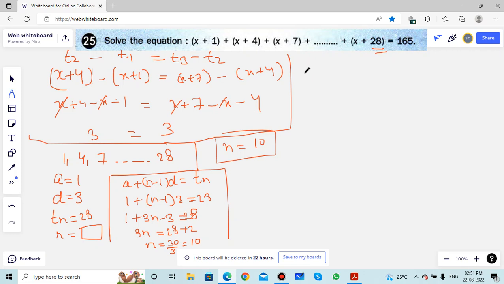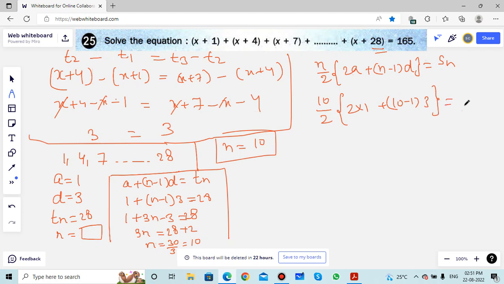So the sum up to the 10th term is S10, right? What is the formula for that? We write n upon 2 times 2a plus n minus 1 d is equal to Sn. So what is n? 10. So 10 upon 2, 2 into 1 because a is 1, plus n now is 10 minus 1, d is 3, should be equal to how much? 165. Okay, made a mistake.